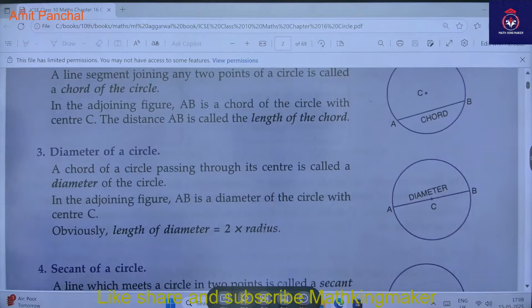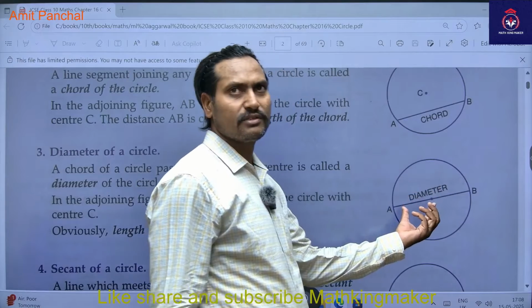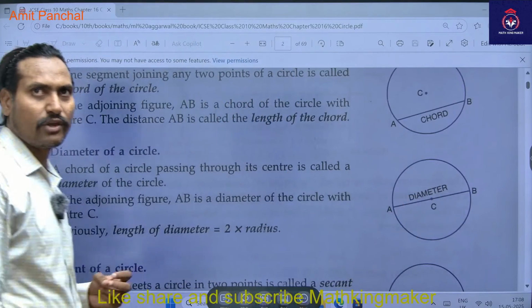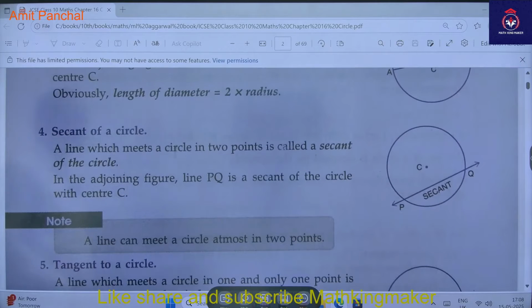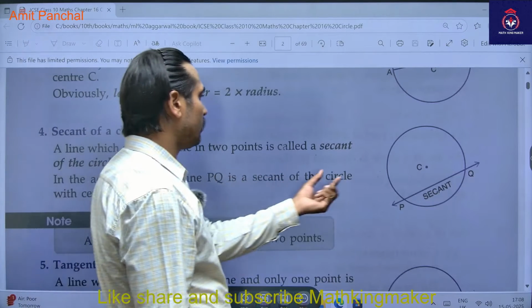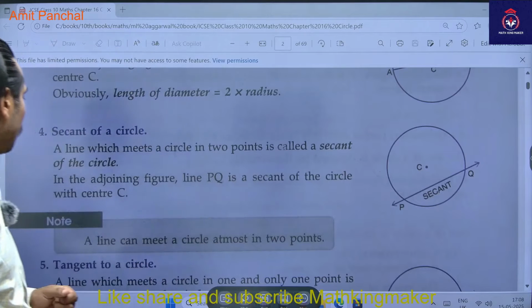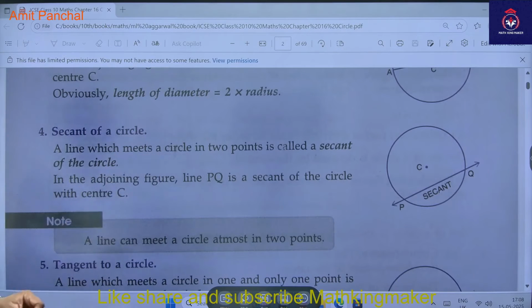So that means the longest chord of a circle is the diameter. Now, a secant of a circle: a secant is a line which meets a circle in 2 points. In this figure you can see PQ is a secant of the circle with center C. C is the center. Got it?